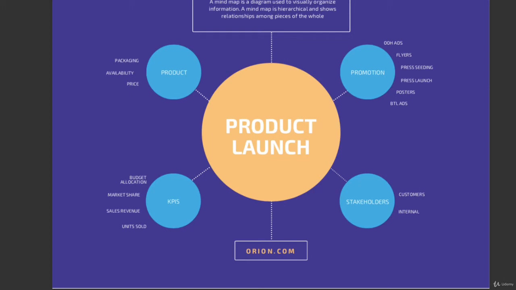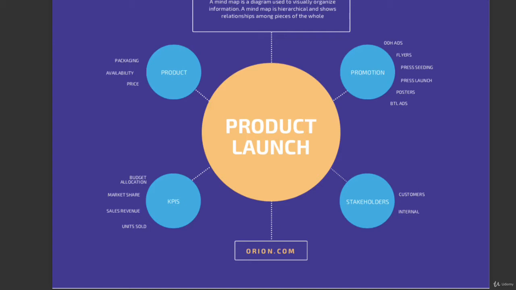So one of the examples that you might encounter at work when it comes to mind mapping is, let's say, you have a product that you need to launch. You're a product manager and there's a certain product that as a company you need to launch very soon. So how does it go in terms of mind mapping?